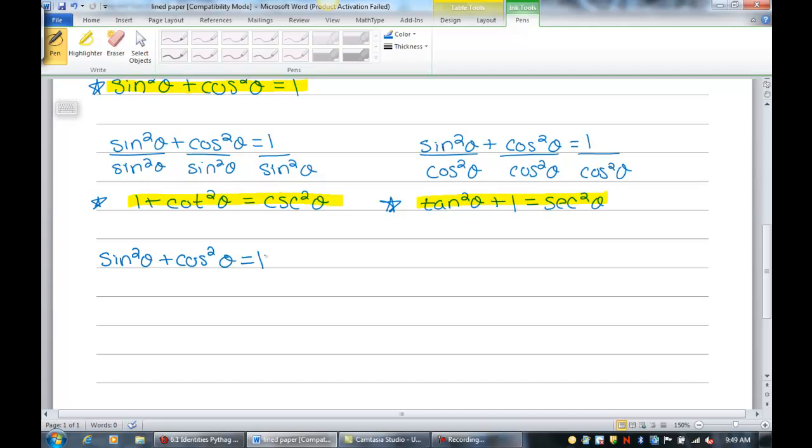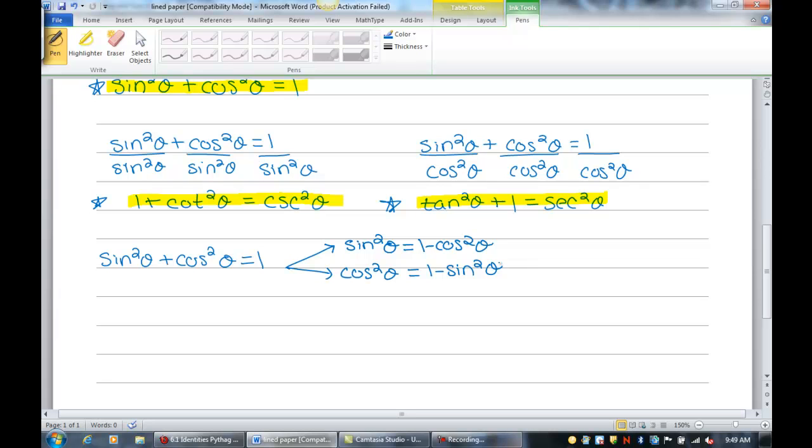And what its equivalent forms are. Okay, so one equivalent form, let's say we wanted to solve for sine squared theta, we would simply subtract over that cosine squared theta, and this would be an equivalent form. Likewise, we can solve for that cosine squared theta to get another equivalent form.